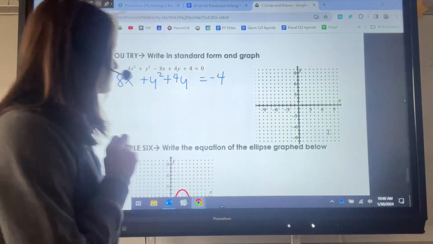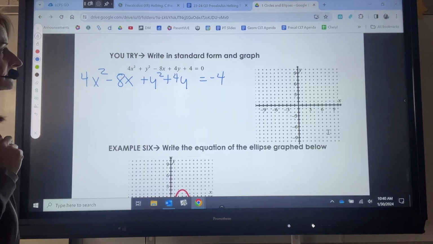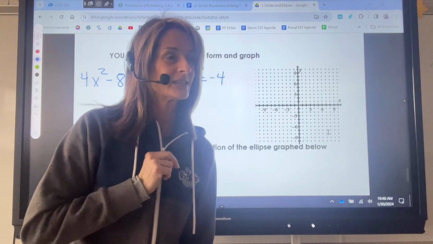We are going to take this equation here and rewrite it in the standard form of an ellipse and then graph it. It's going to be super exciting.